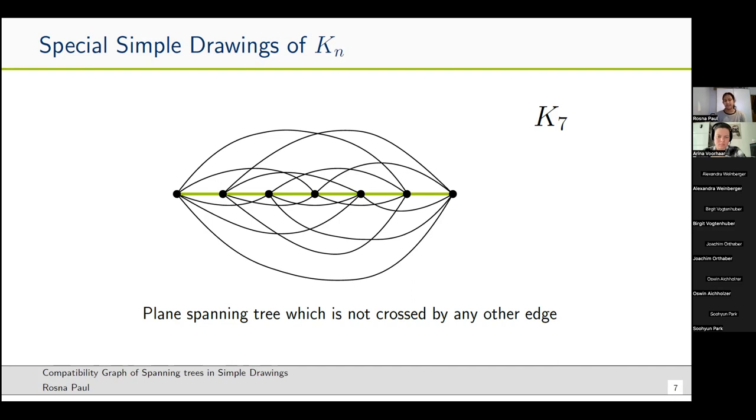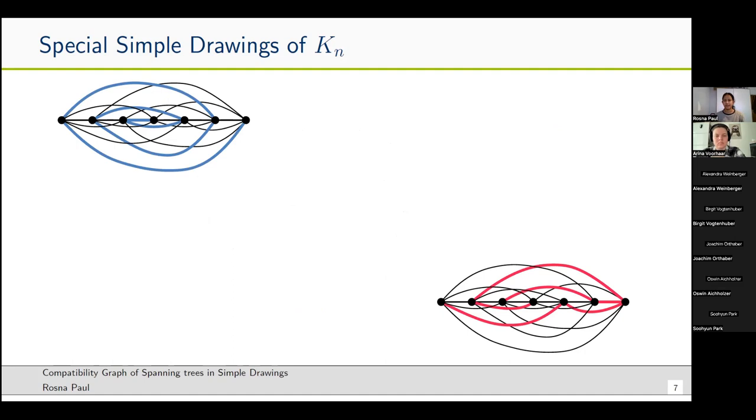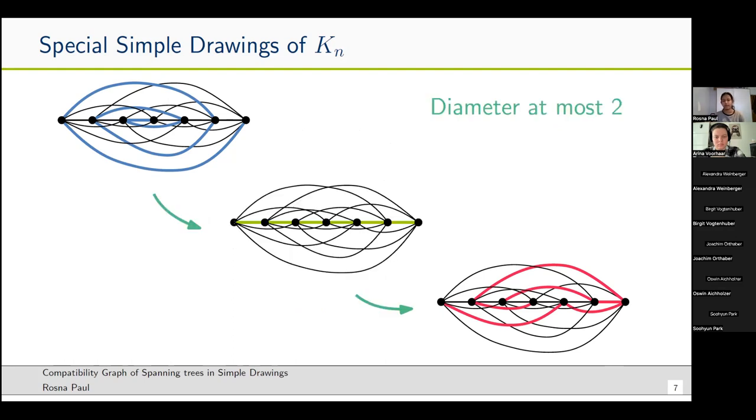Then it is easy to see that the compatibility graph of such drawings is connected. How? For example, take two different plane spanning trees in this drawing. One is a blue tree, another is a red tree. Then you can easily create a path from the blue tree to the red tree through this green special spine tree, because none of the edges of blue will cross green and none of the edges of green will cross red. So we get a path of length 2, and hence a diameter of at most 2.